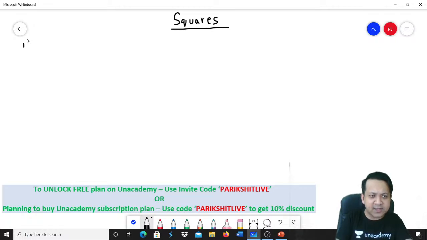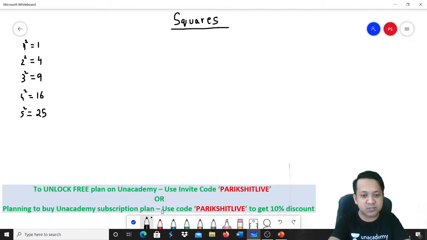1 square is 1, right? 1 square is 1. 2 square is 4. 3 square is 9. 4 square is 16. 5 square is 25. This is something which all of us know. But this is not what squares are all about.